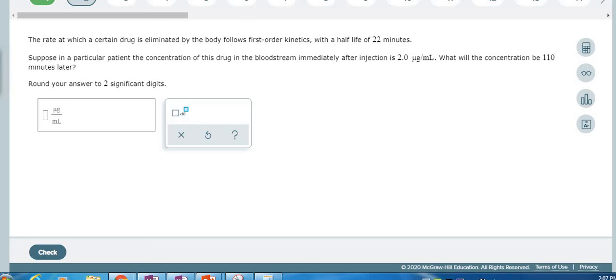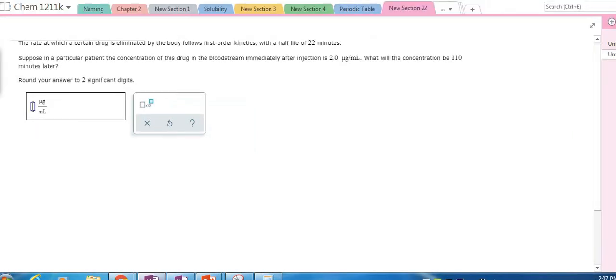Alright, so one way that we can tackle this, let me go over here to where I can write, is this. One thing you can start to do is take the total minutes, which is 110, and divide that by the 22 minutes, which is the half-life. So total divided by the half-life, and in this case it's going to equal exactly 5. Because it equals exactly 5, we can tackle this problem this way.